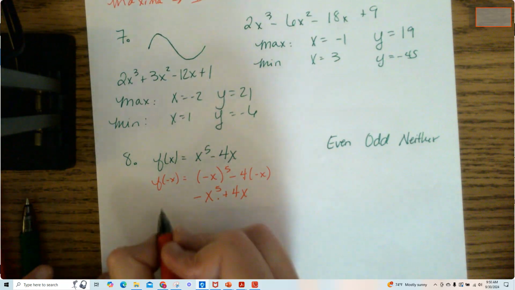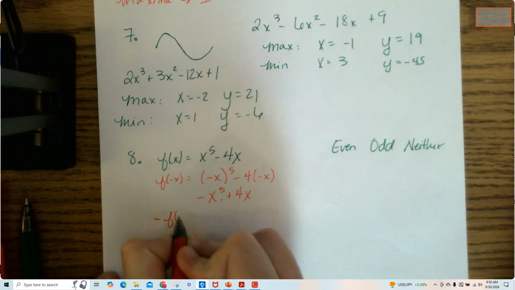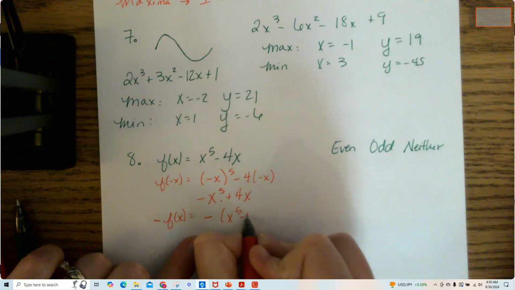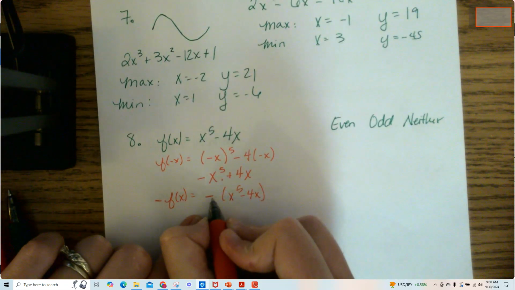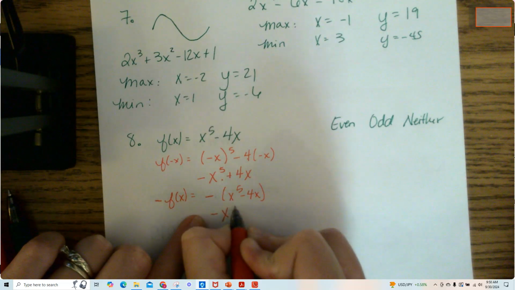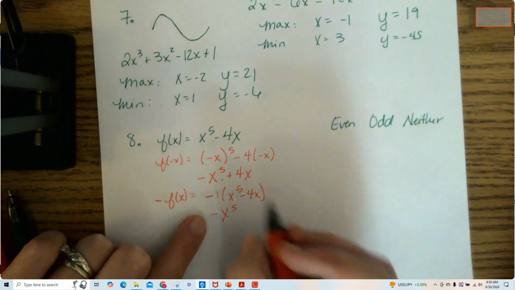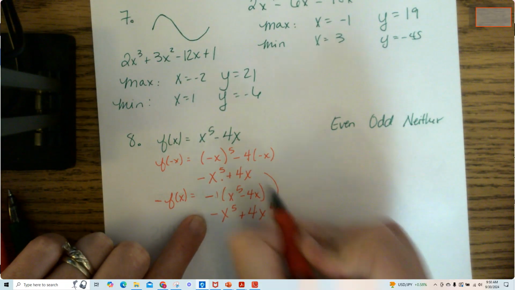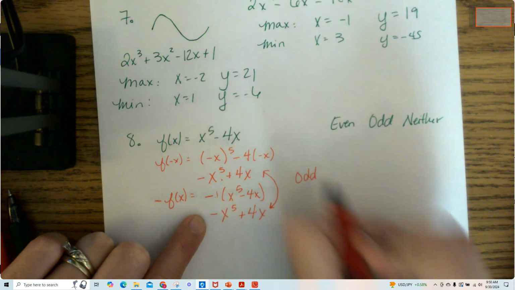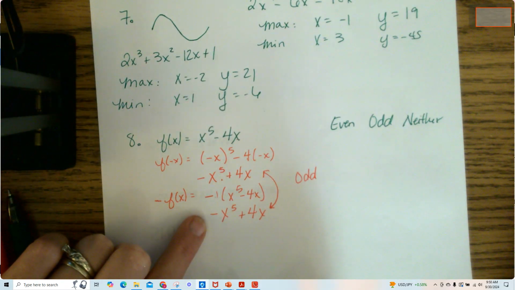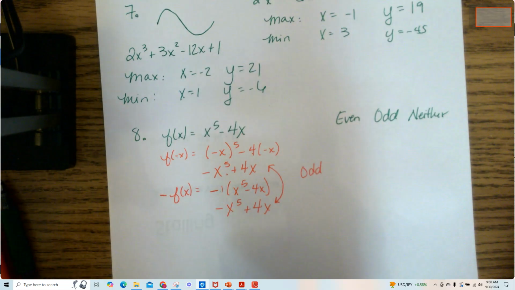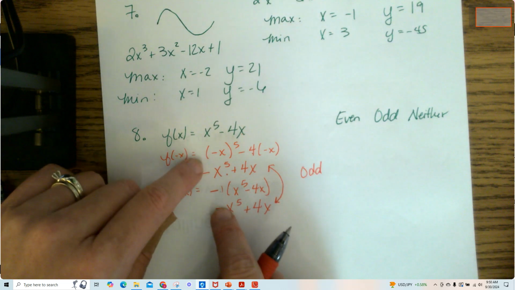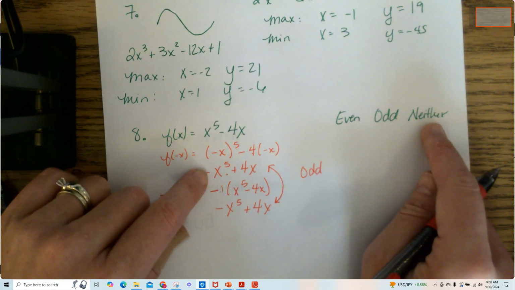So to check if it's odd, then we do negative f of x. And what we do in that one is we put a big negative sign out in front of the original function, and we distribute that. So negative times x to the 5th is -x to the 5th. Remember, it's a -1 we're distributing. -1 times -4 is a positive 4x. If these two match, then it's odd. So you always check if it's even first, because that gets you one step of the process. If they don't match, then you go to the second step. If they match, it's odd. If they don't match, then it's neither.